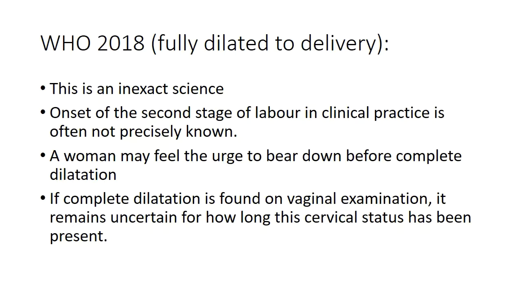But it is not an exact science because we don't know exactly when the second stage starts. If we do a vaginal examination, we find it's 10 centimeters or fully dilated. It might have been like that for the past hour or 2. We don't know exactly when the woman is 10 centimeters dilated. But what we do know exactly is when she feels the urge to bear down, even though she might feel that urge before complete dilatation. But if the cervix is fully dilated and there is the urge to bear down, that's when we can start counting the second stage.